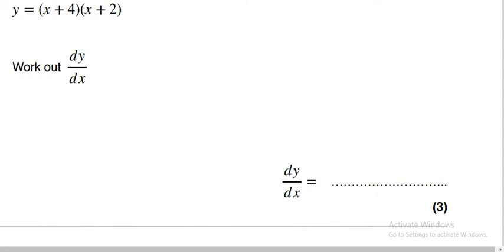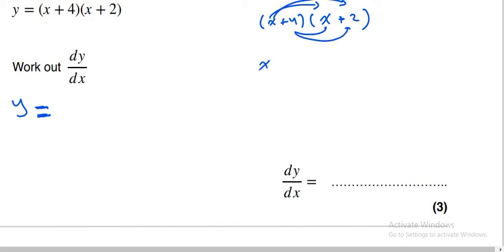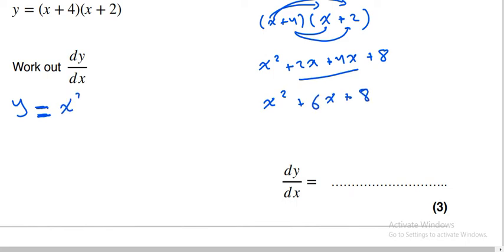First, before differentiation, we have to rewrite the expression in a simpler form by removing brackets. x plus 4 multiply x plus 2, as we studied before. First multiply the bracket, second multiply the bracket. So it will be x power 2 plus 2x plus 4x plus 8. Add these: x power 2 plus 6x plus 8.